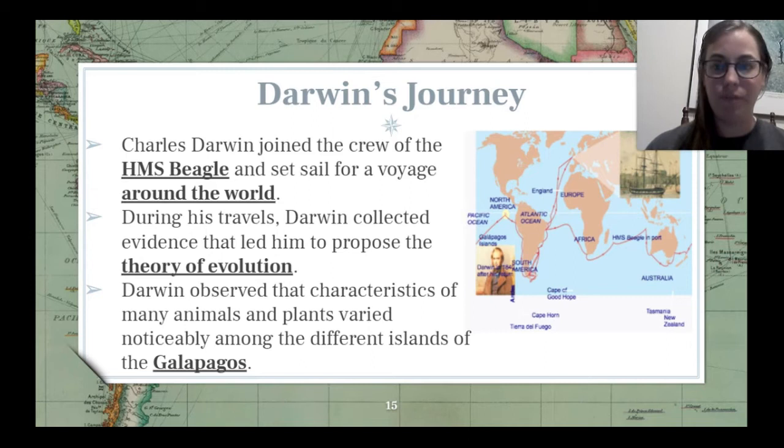Darwin joined a crew on the HMS Beagle and set sail for a voyage around the world. He was a naturalist studying organisms in different environments. During his travels, Darwin collected evidence that led him to propose the theory of evolution. This evidence, these observations, are characteristics of animals and plants that varied most noticeably among the different islands of the Galapagos. So the Galapagos is off the coast of Africa. It is islands that are close together that have very similar species, very similar animals, but they look different depending on what island they are on.